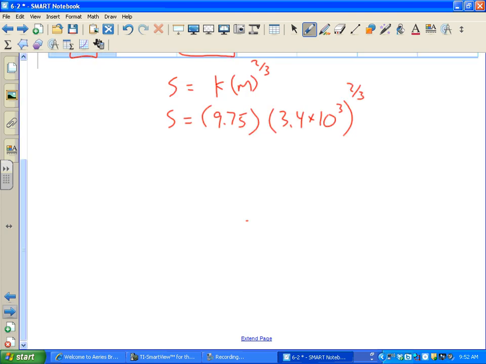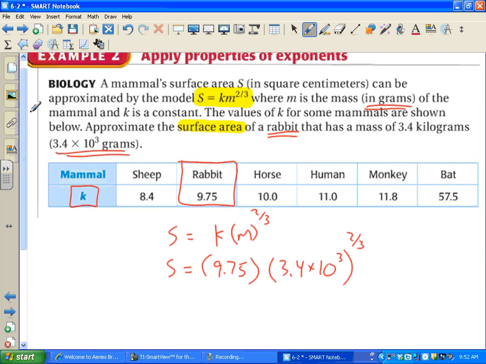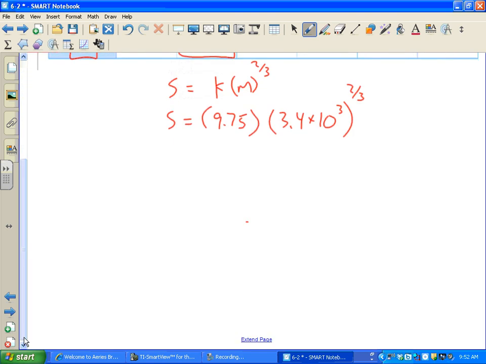There's our equation. Hopefully it makes sense as to where I'm finding it from. Mass, I'm substituting in for M. K is my constant for the rabbit, and I'm looking for my surface area. Let's calculate or crunch this. S equals 9.75. I'm going to distribute that 2/3 in. Remember, this is in parentheses. Reminder that that exponent is 1 there. Distribute this to both terms.